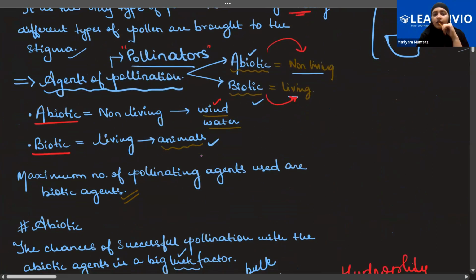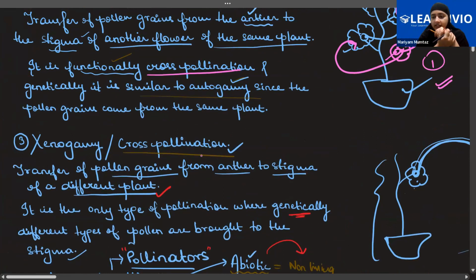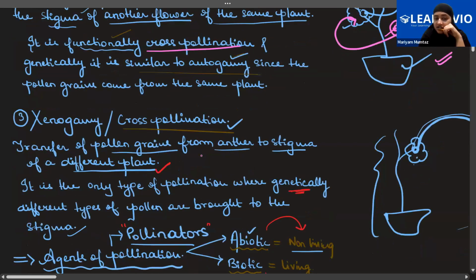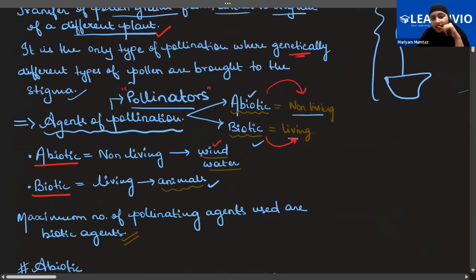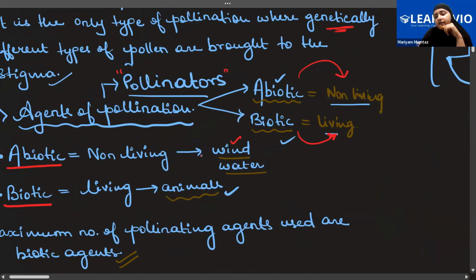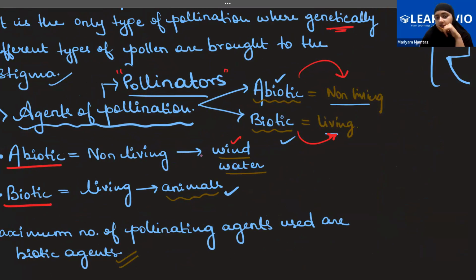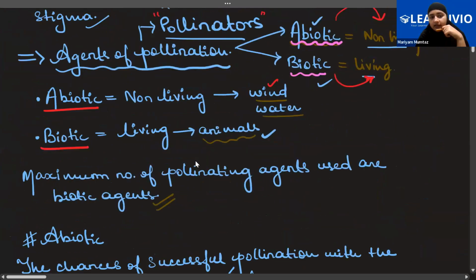Now, we've understood that the transfer is known as pollination. The transfer is actually aided by certain agents of pollination, and those agents are called pollinators. Now, the pollinators can be of two types. One is abiotic pollinator, the other is biotic pollinator. The abiotic pollinators are those that are non-living, such as wind and water. Wind and water do not live, but biotic ones are living, such as animals. Clear this much?